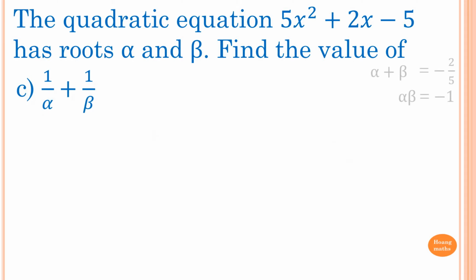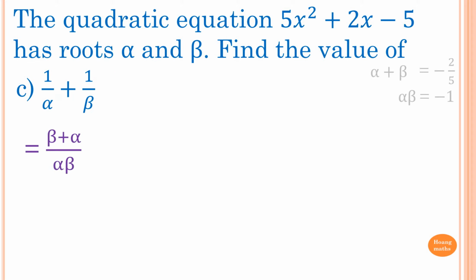Now, part C. 1 over alpha plus 1 over beta. So just adding fractions, that's all. Multiply this one by beta, and this one by alpha. So the common denominator is alpha beta. If we multiply them up, this is what I get: alpha plus beta.